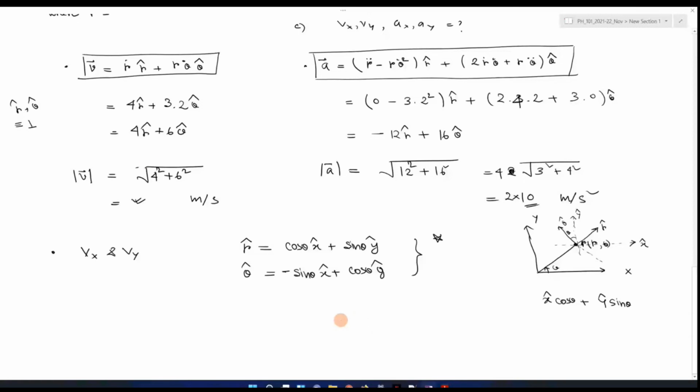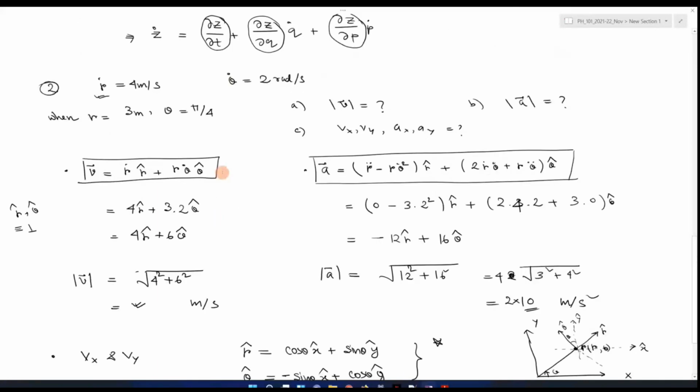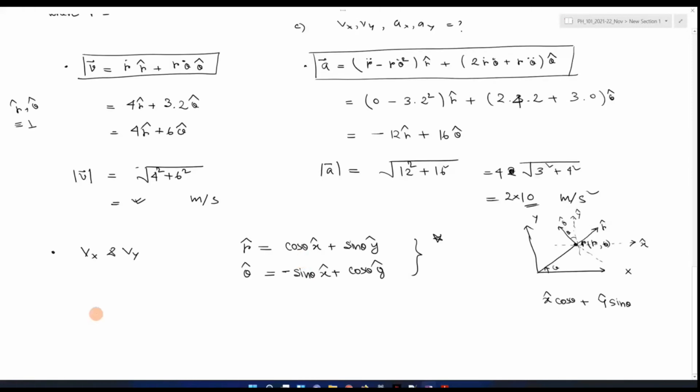So you just replace r cap and theta cap here with these expressions, and you are also given that the angle is pi by 4. If you replace them, you will simply have v equal to something x cap plus something y cap. So the x component will be this much and the y component will be this much. Similarly, you can do this for acceleration.